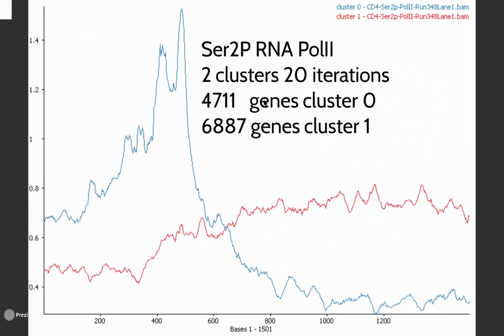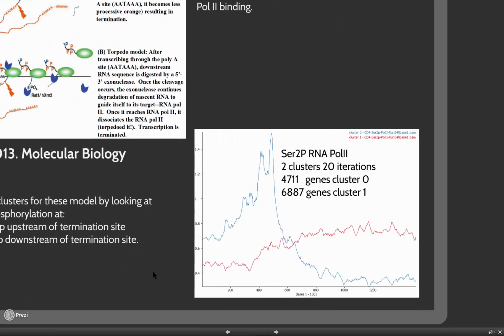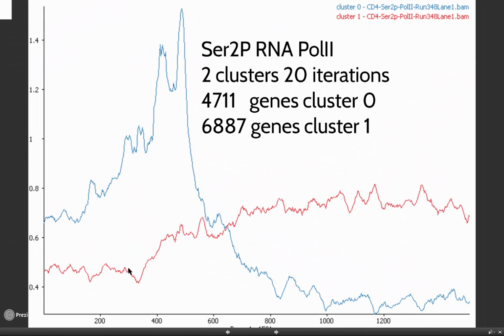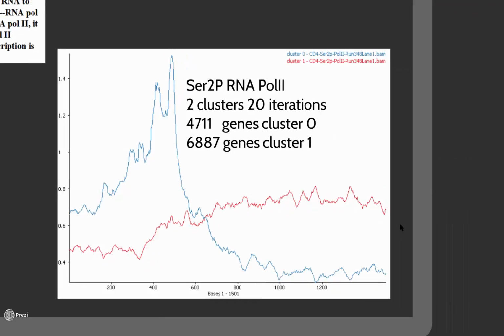Doing this clustering process, what we end up seeing is 2 pretty well-defined clusters. And in one of these clusters, we see that serine-2 phosphorylation is really peaking right before the transcriptional termination, which we've placed 500 base pairs into this probe. And we see that for the other cluster, the distribution is fairly gradual across this probe, and we might expect it to reduce more if we had looked farther, more base pairs down.